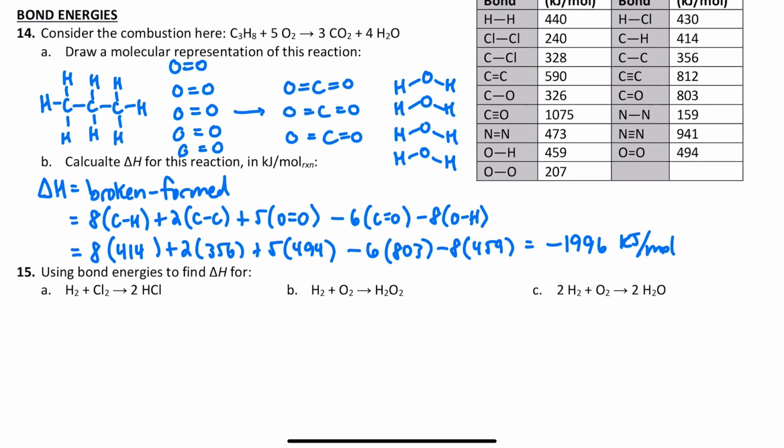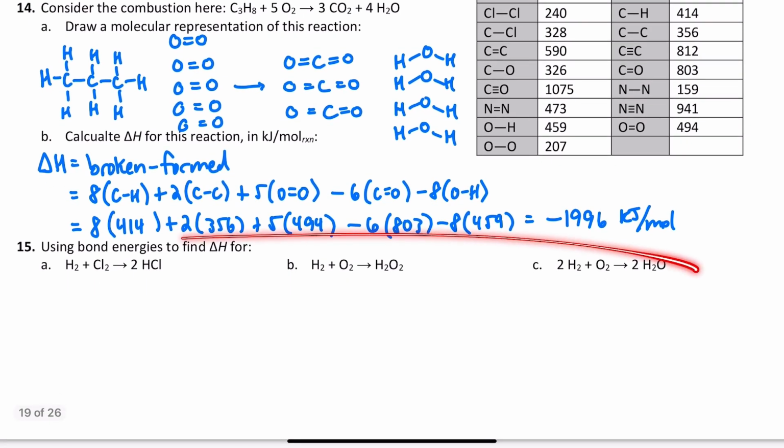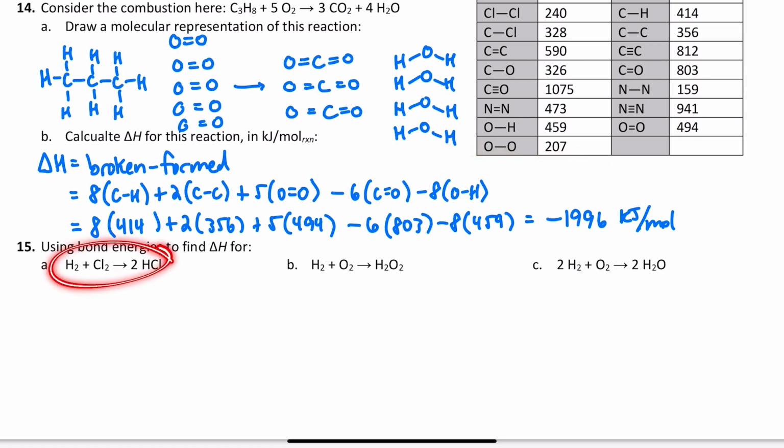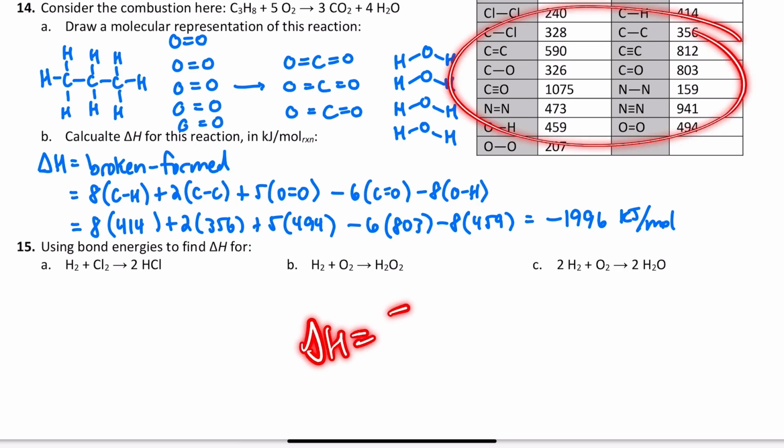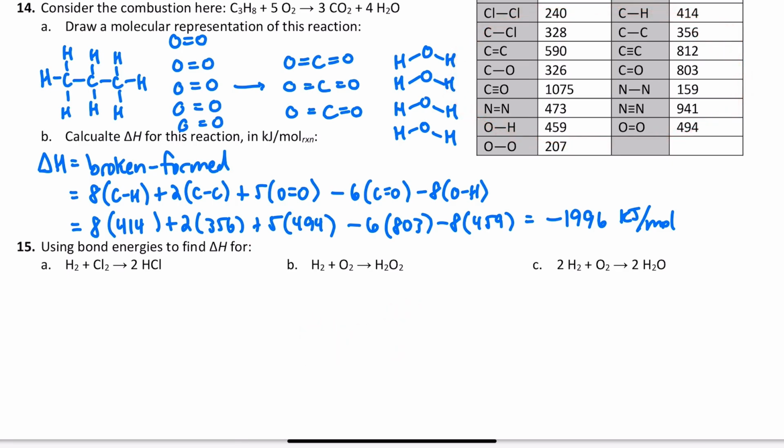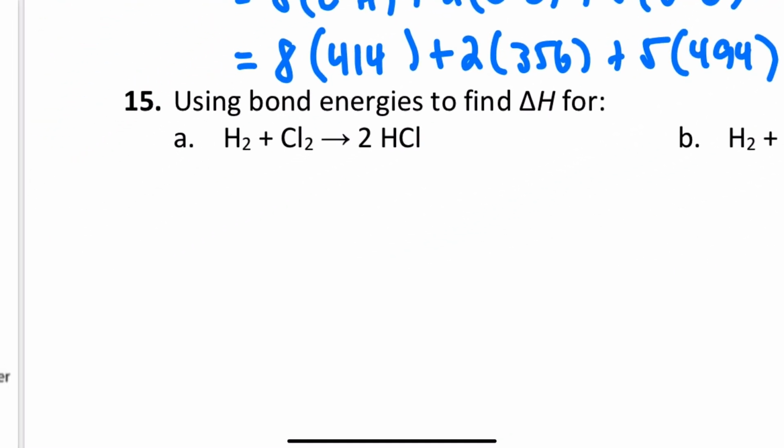So for this type of process, we always need to draw a picture or at least visualize it so we can see what bonds break and what bonds form. So try that for these last 3. These are actually a little simpler than the example we just did. Draw these as pictures, figure out what's breaking, what's forming, and then use the table to get a delta H for each one of these, and then come back and see how you did. Okay, let's see how you did.